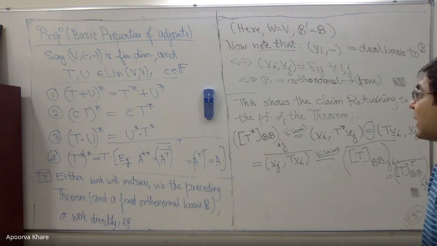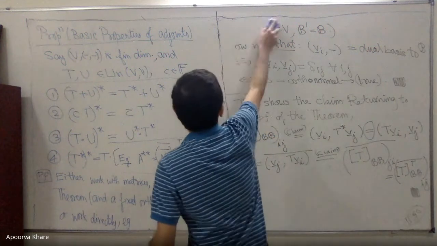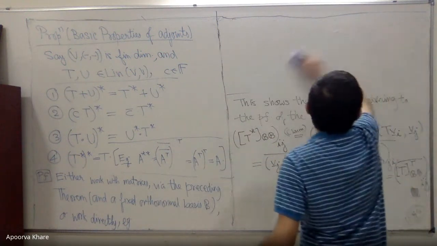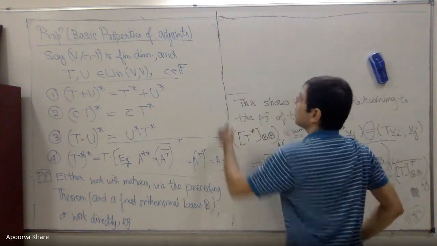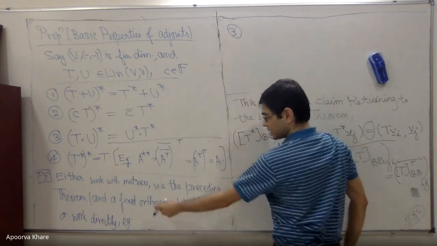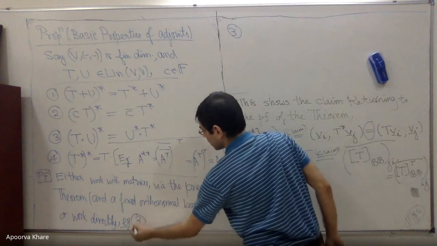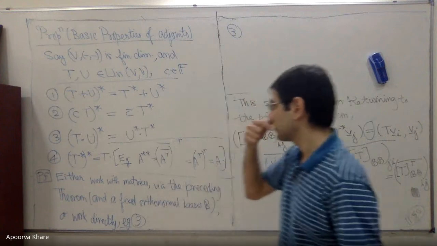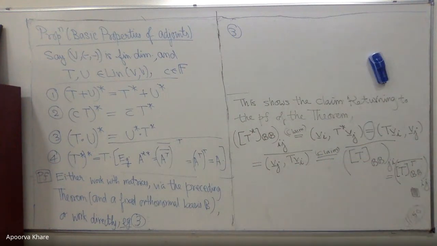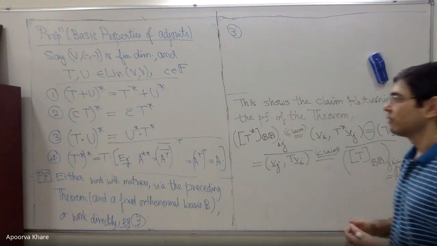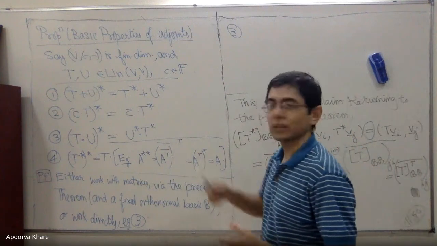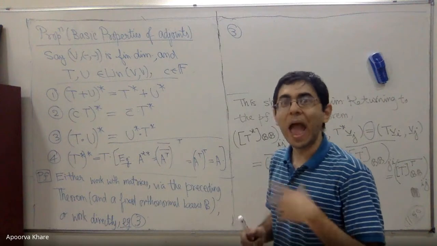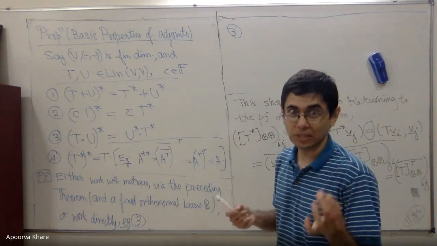Or work directly. For example, let me do number 3. Why is statement 3 true? So how do I show that two linear transformations are equal? You show that if and only if, when you evaluate all vectors, you get the same answer, and if and only if you evaluate all vectors and all functionals, you get the same scalar.